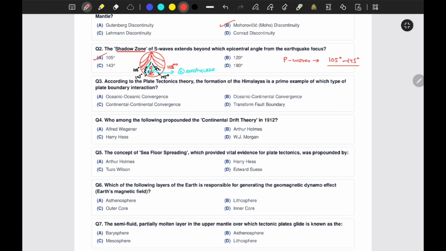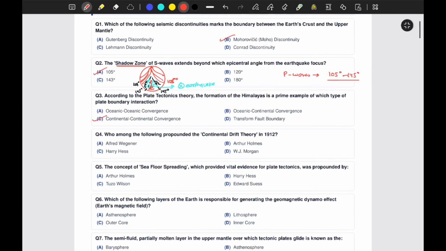Next question is, according to the plate tectonics theory, the formation of Himalayas is a prime example of what type of plate boundary interaction? Is it oceanic convergence, continental convergence, oceanic continental convergence, or transform fault boundary? The correct answer here is option number C, continental convergence.